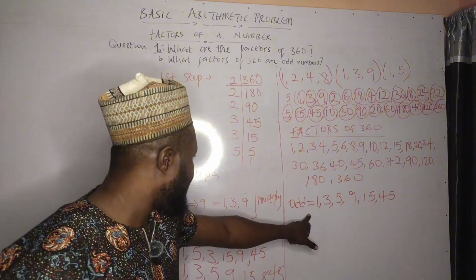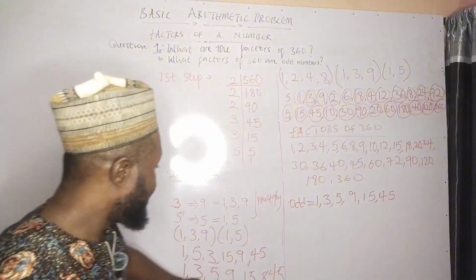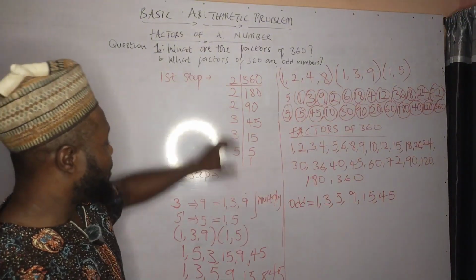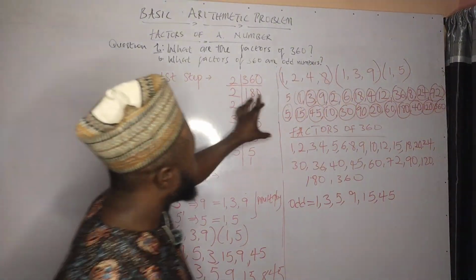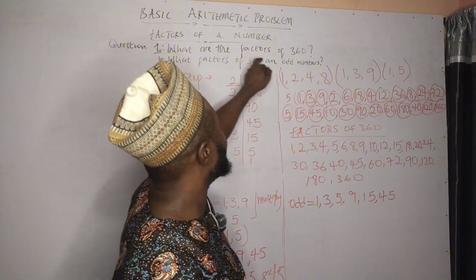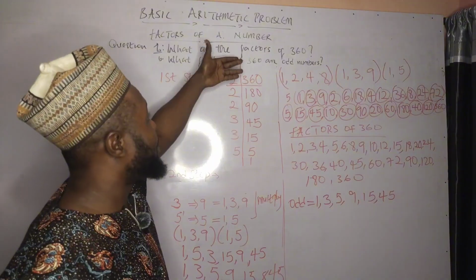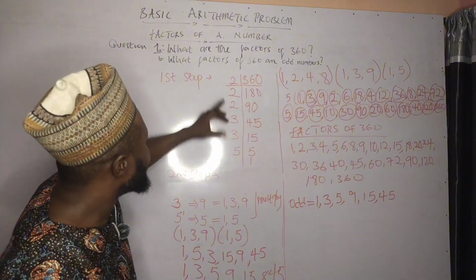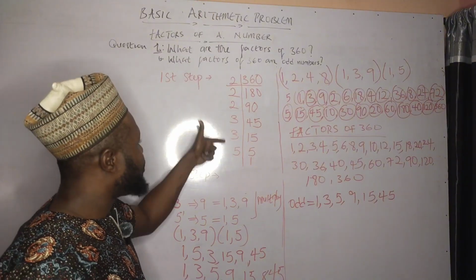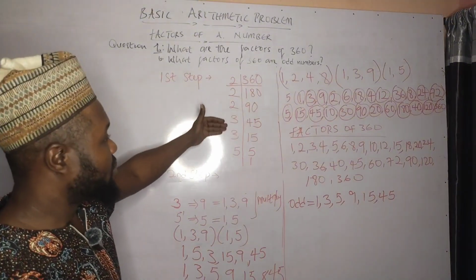You can see that at the end of the day, we get the same answer here and here. So this is the way to do it without wasting time. The reason why we do all this is because we are trying to find all the factors. The question says we should find the factors. But if the question says we should not bother about finding all the factors, we should just find the factors that are odd numbers. So we just break it down, ignore the even number, and make use of the odd numbers.